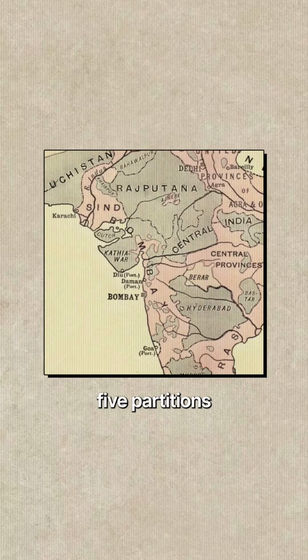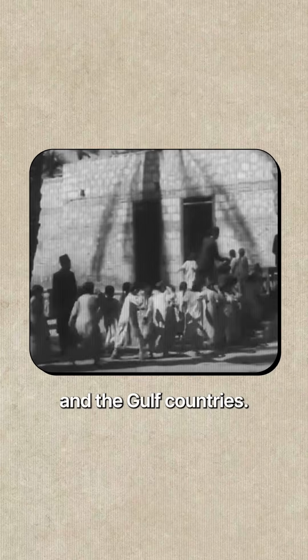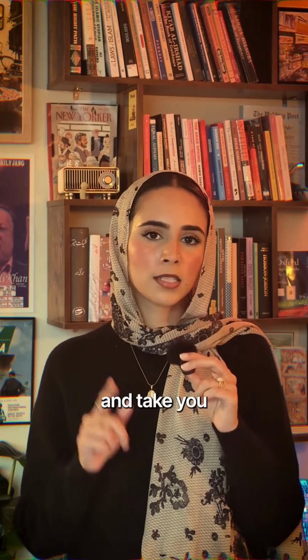When you think of the word India and partition, you think of India and Pakistan. But did you know there were actually 5 partitions that broke down what was then the Indian Empire? I'm currently reading this book and my mind has been blown, so I thought I would share a little bit of what I've learned of what was then the Indian Empire, which spanned across regions like Burma, Aden in Yemen, and the Gulf countries. So let me rewind and take you on a deep dive.